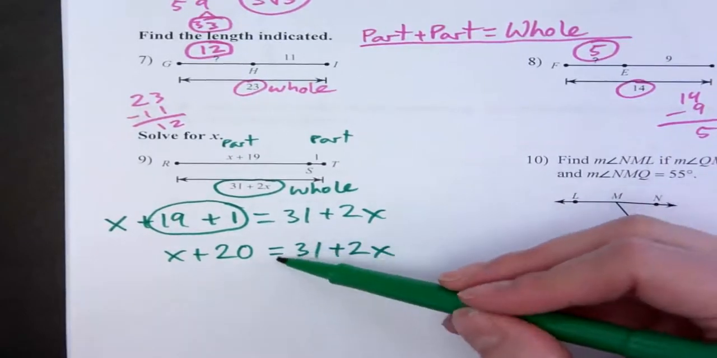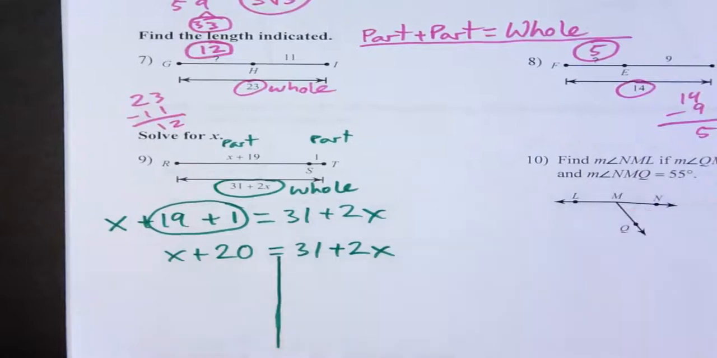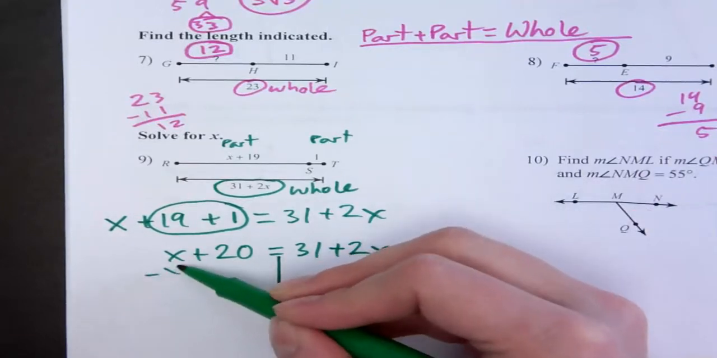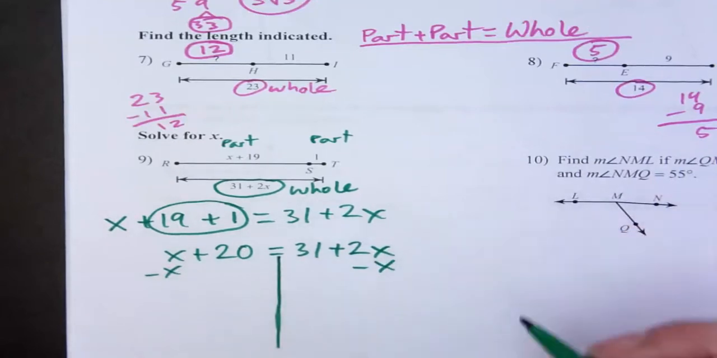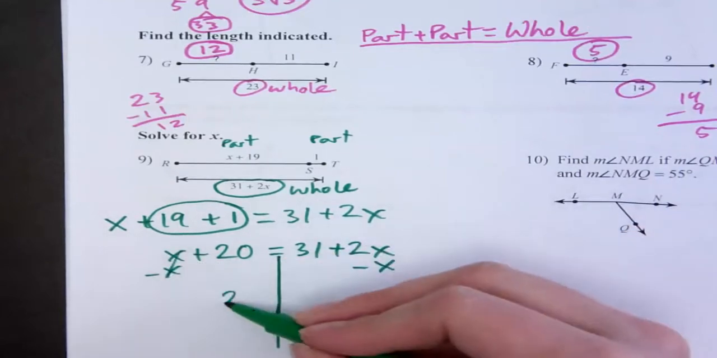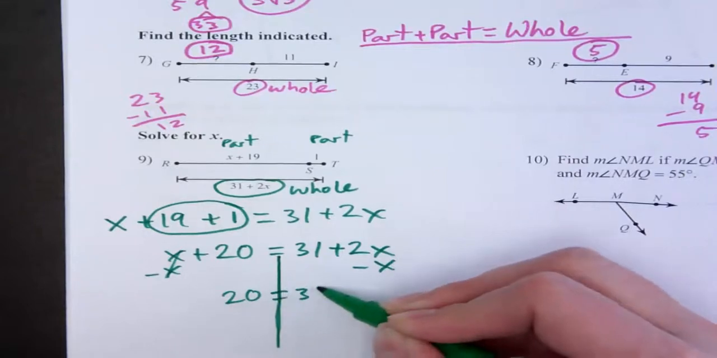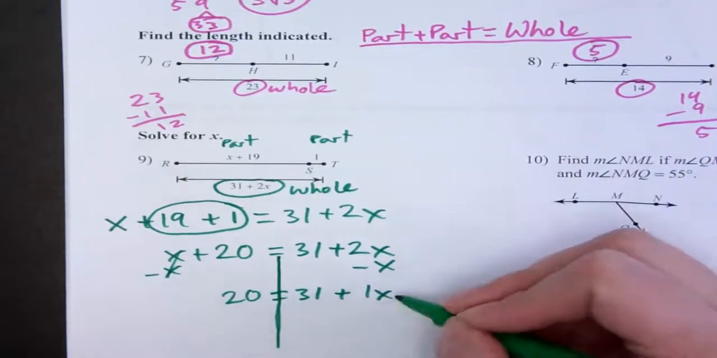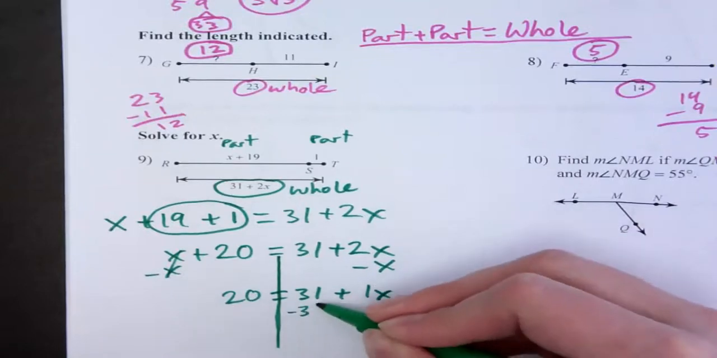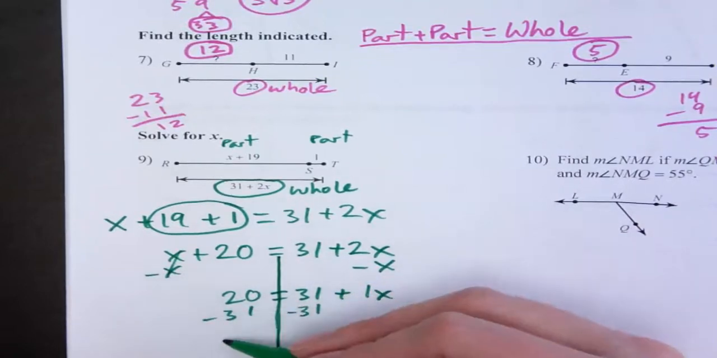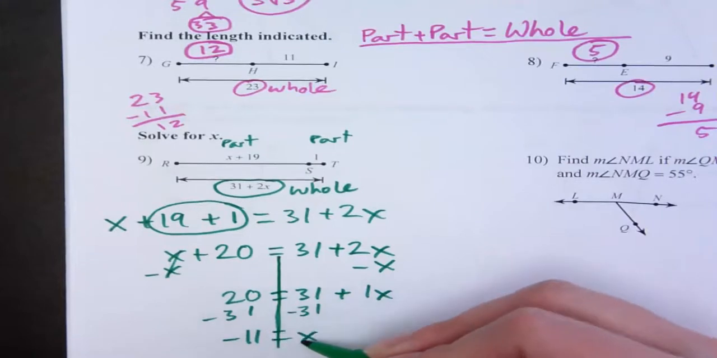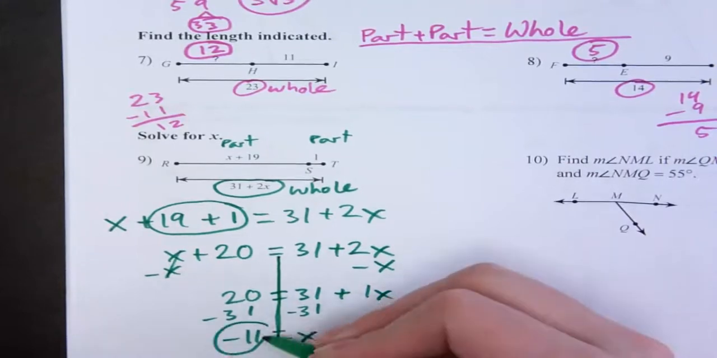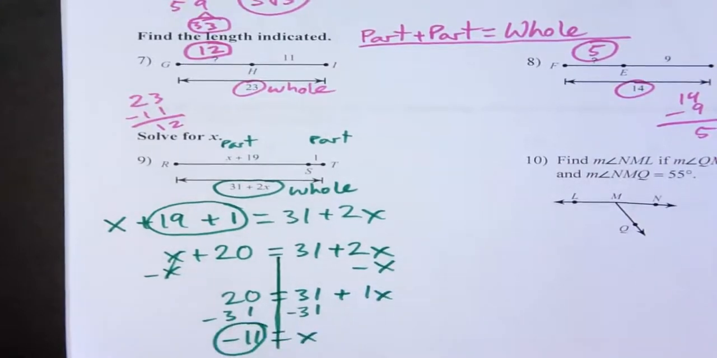Now I need to cross my equals line, and so I'm going to subtract my x. So that becomes 20 equals 31 plus 1x. Then I need x by itself, so I subtract 31 to get negative 11 equals x, or equals 1x. So my answer is negative 11.